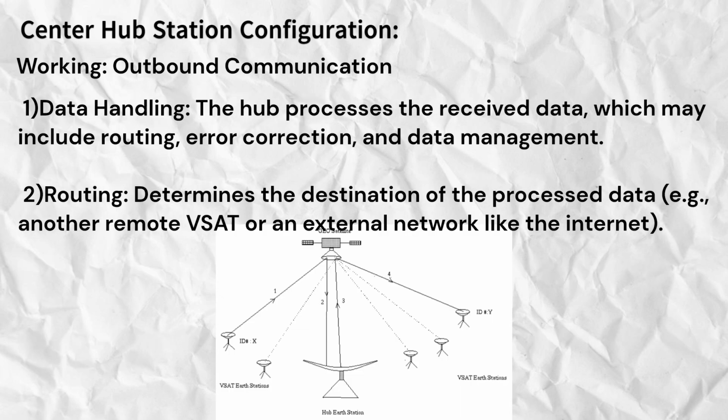Data processing at central hub. Data handling: the hub processes the received data, which may include routing, error correction, and data management. Routing determines the destination of the processed data, for example another remote VSAT or an external network like the Internet.